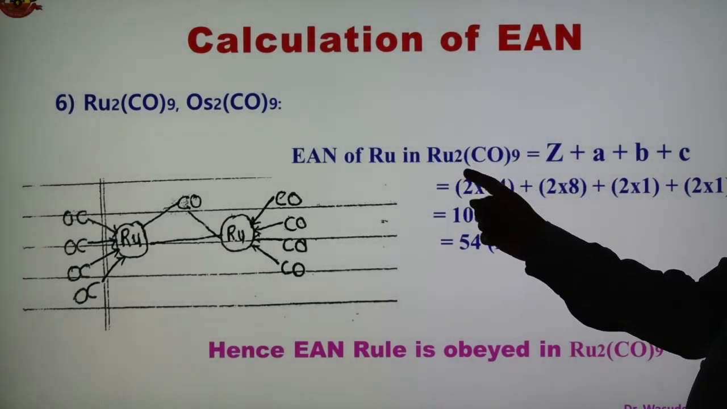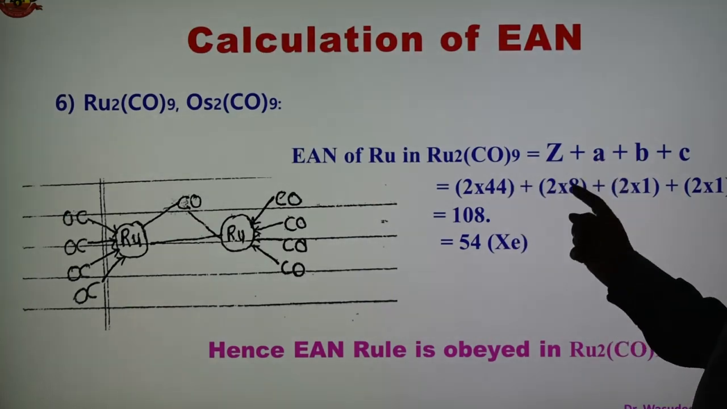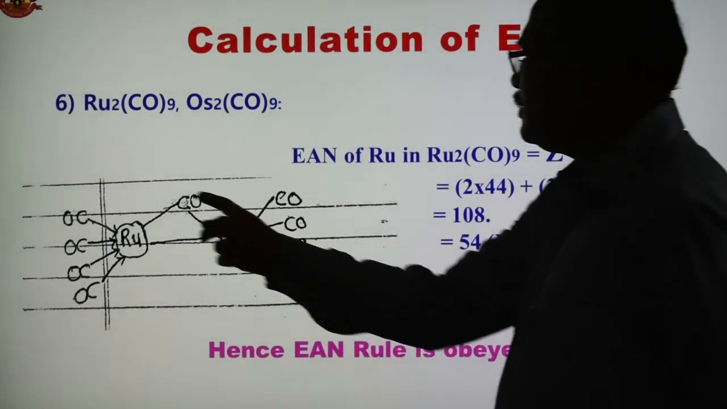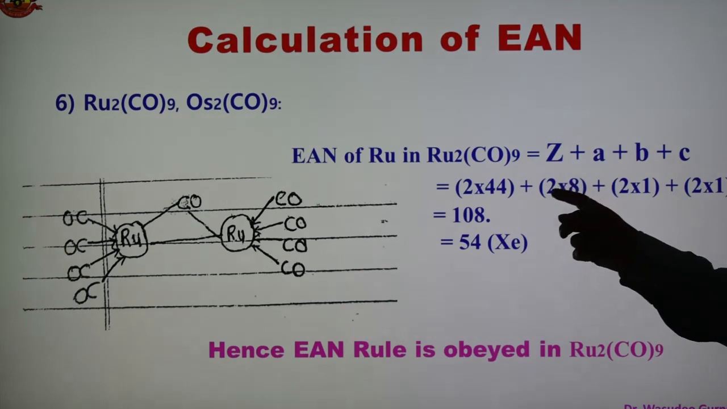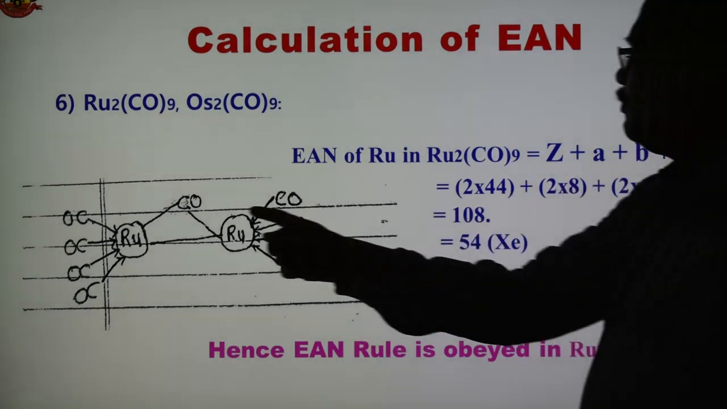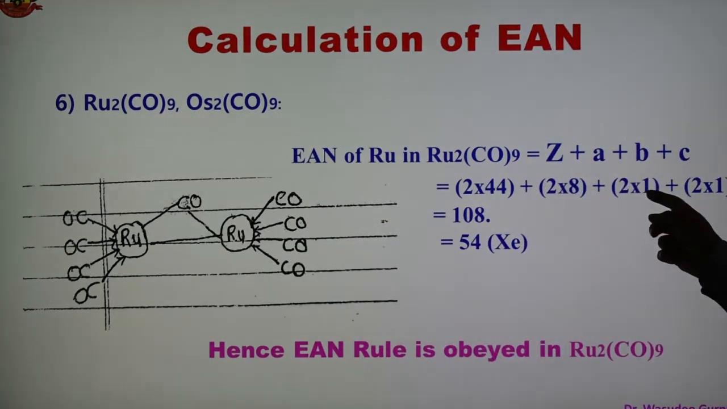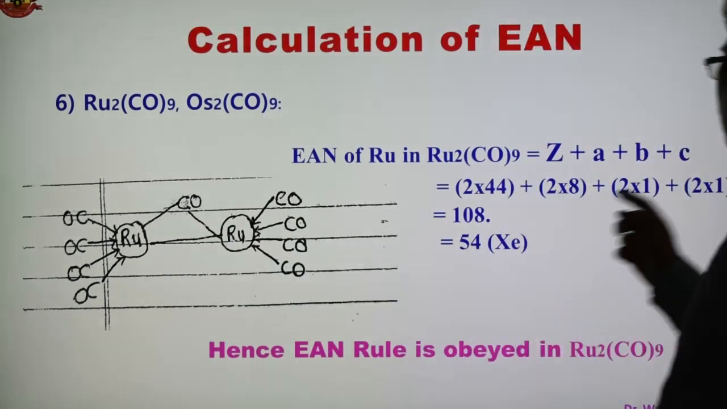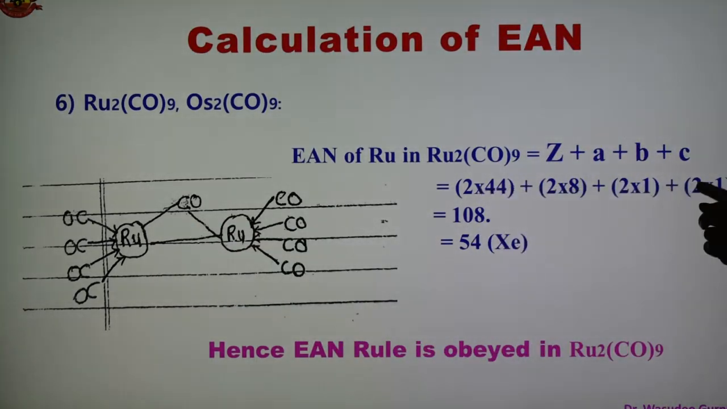2 are the metals, so 2 into 44. Terminal carbonyls are 8, 4 on this metal, 4 on this metal, total 8, so 2 into 8. Bridging carbonyl is only 1, and therefore 2 into 1. And the metal bond is 1, so 2 into 1. This is the metal bond. After adding all these, the answer is coming 108.